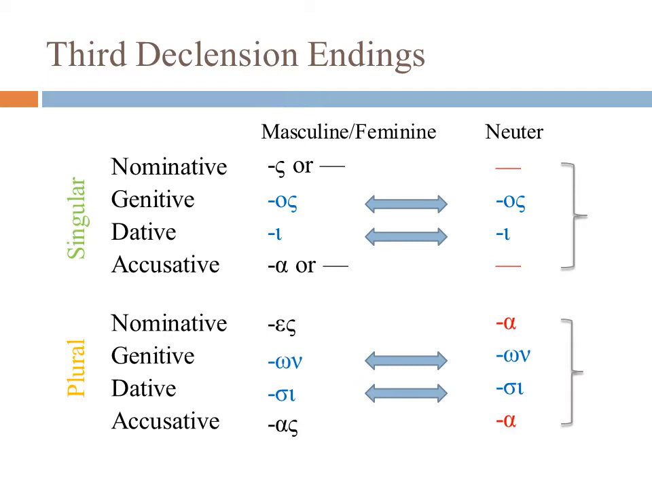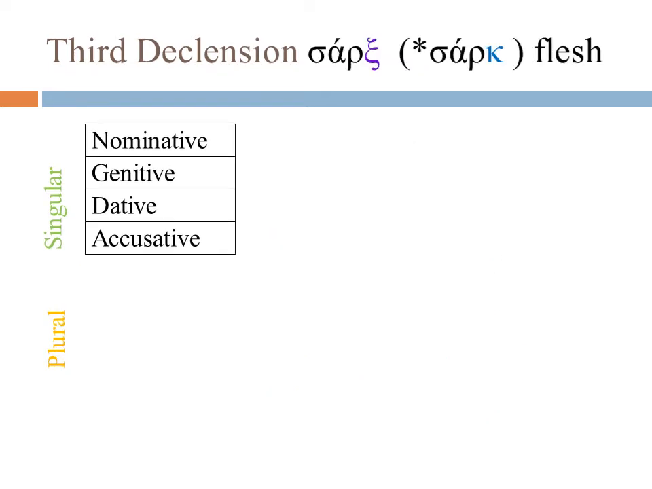Next thing that we know is the neuter is always the same in the nominative and accusative, both singular and plural. And in a plural, it is always alpha. And then, of course, we know that the genitive is always own. So if you look at this in terms of the colors, you'll see how few things that there are to learn for the third declension. The third declension of sarcs, and its root is sigma alpha rho kappa, sarc.